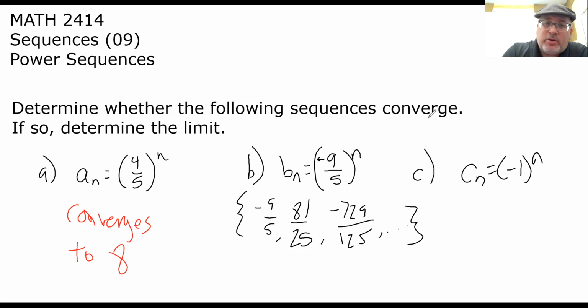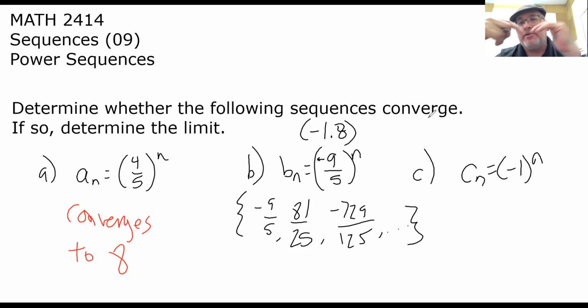Well, think about this in terms of decimals. Negative 9/5 is the same as negative 1.8. So if I multiply, forget the negative for a second, if I multiply something by 1.8, it's going to get larger or smaller. Well, since 1.8 is bigger than 1, multiplying by 1.8 will create a larger value. We have two things going on here. Number one, the signs are alternating, and number two, the values are going to get larger and larger and larger.